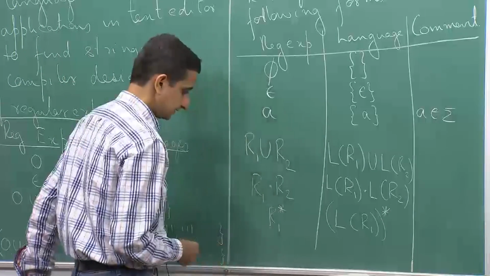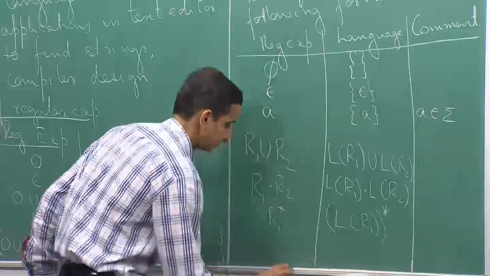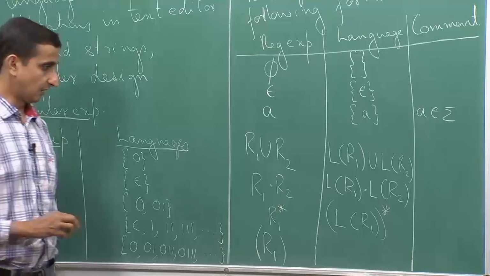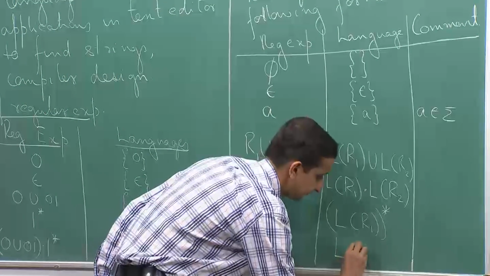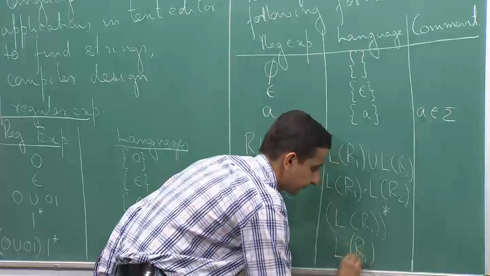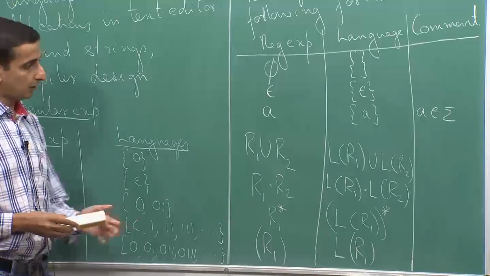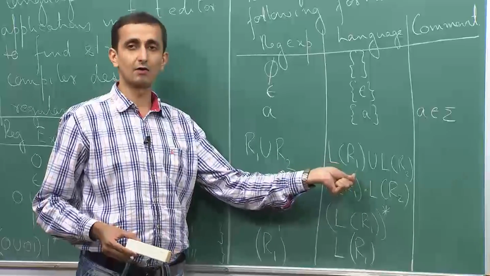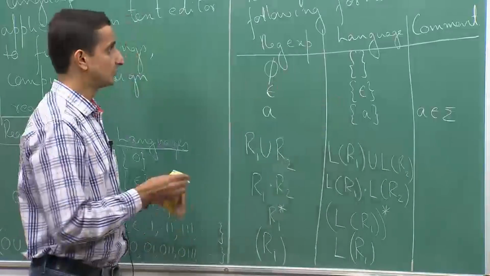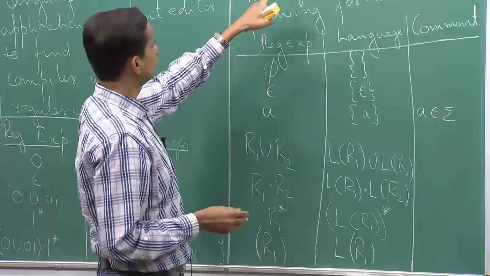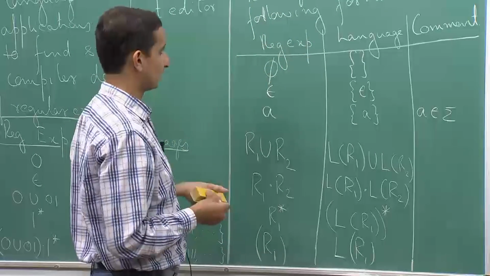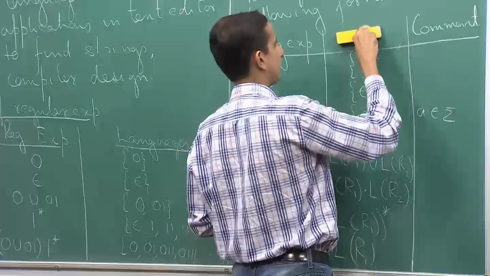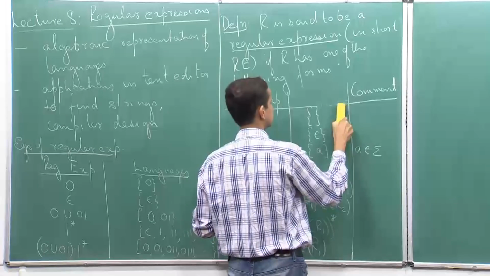And the last one is just to introduce brackets. So we have R1 with round brackets around it. This is nothing but the same as the language L of R1. Okay. So what do we mean by L of R1? Basically this is the language of the regular expression R1, and the same for L of R2. Okay. So to be more precise, let me write it here. R is said to be a regular expression if R has one of the following forms.